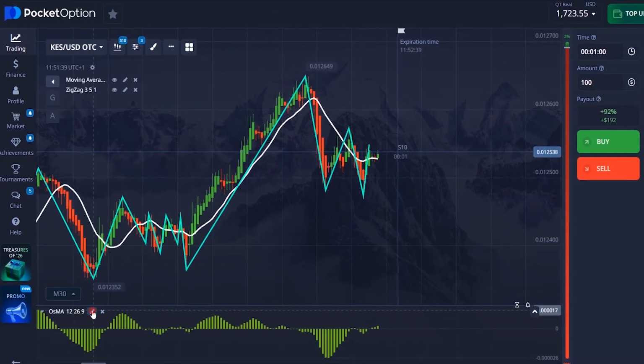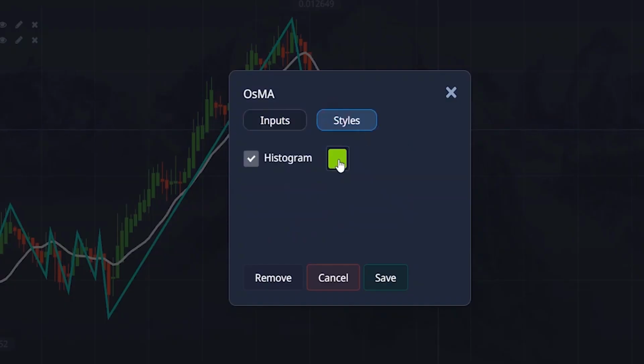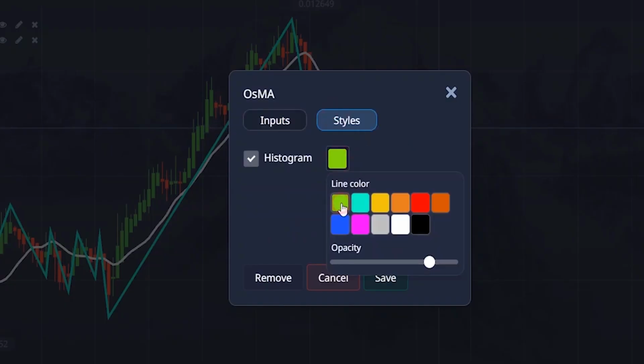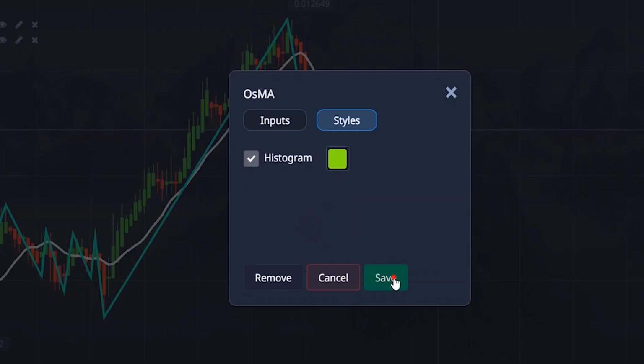My OsMA indicator comes with the settings of the fast period as 12, the slow period as 26, while the signal SMA period as 9. Right here on the style level, I'm going to be using a default color, which is a green color. I'm going to be turning it up a bit so that it can be pretty much clear on the chart. So when I'm done, I'll click on save.